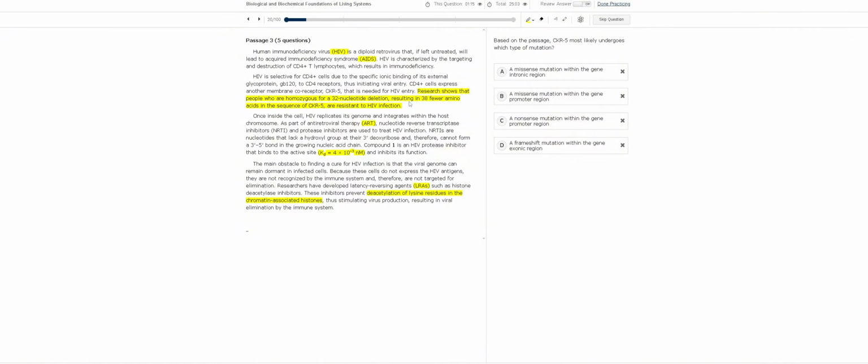So the best way to go through this is to go through the answer choices one by one. I believe this information will be enough to answer the question. So let's start with answer choice A, a missense mutation within the gene, intronic region.